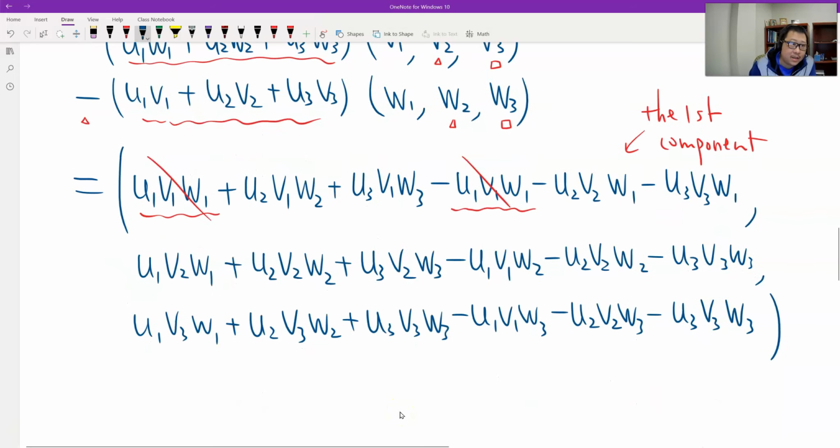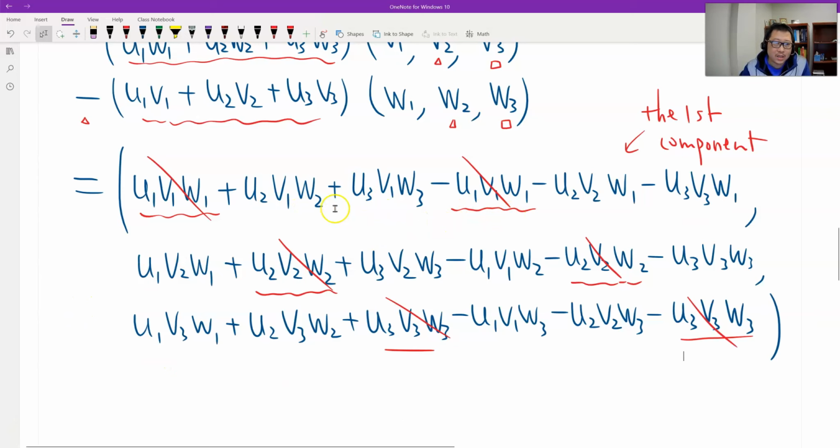Let's simplify the second term again. U1, V1, W2. No. U2, V2. Yes, U2, V2. Yes, we do this term, right? And this term we can cancel. They are the same, right? Okay, the same. Look at this term and this term, we can cancel. Okay, so finally, what do we have?